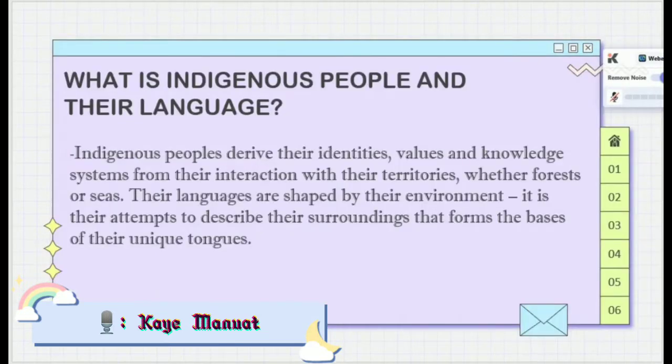So what is indigenous people and their language? Indigenous people derive their identities, values, and knowledge system from their interaction with their territories, with their forest or sea. Indigenous language is the language that is native to the region and spoken by indigenous people. It's shaped by their environment, and it is their attempts to describe their surroundings that forms the basis of their unique tongues. And it has been reduced to the status of a minority language.